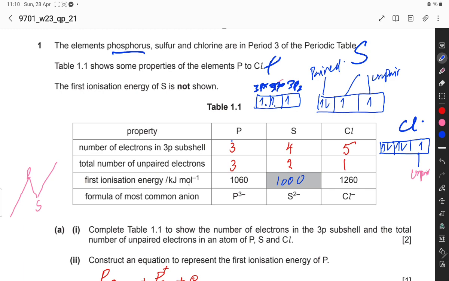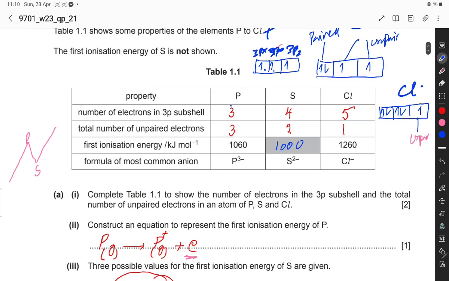First ionization energy in kilojoule per mole for phosphorus is 1060. As a general trend, ionization energy increases across a period, but sulfur has less ionization energy than phosphorus because phosphorus has 3 unpaired electrons while sulfur has 1 paired and 2 unpaired. So due to the spin pair repulsion, sulfur has lower ionization energy than phosphorus.